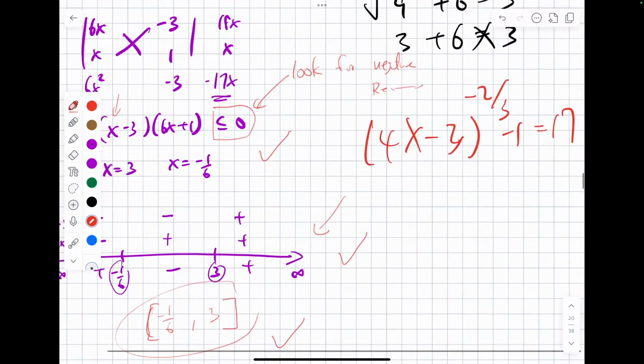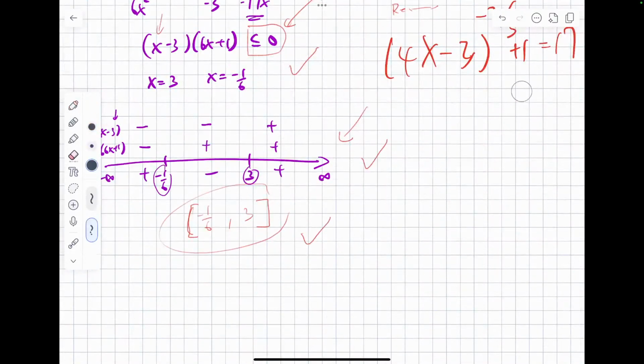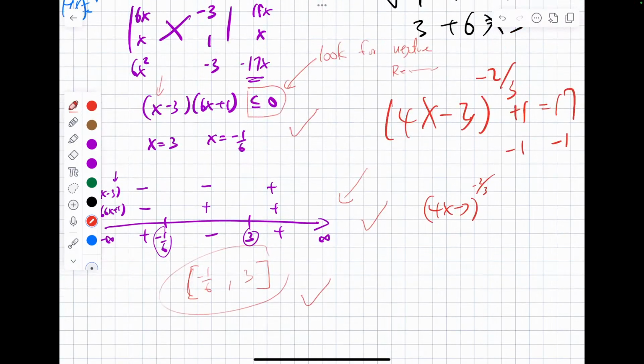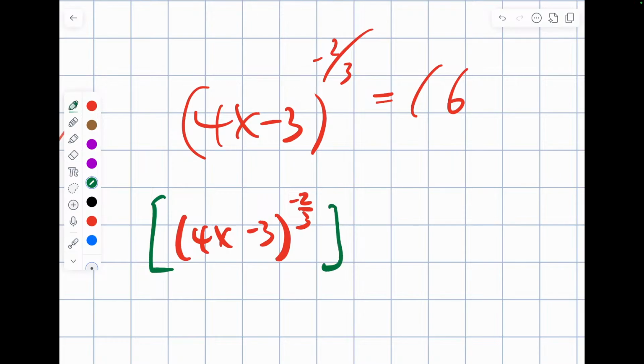Okay, so I'm going to add 1 on both sides. Wait, is that add 1 or subtract 1? Oh, subtract 1. My bad. This is subtract 1 on both sides. So before, (4x minus 3) to the -2/3 is equal to 16. Okay, so now I get to this point. What I'm going to do is take 4x minus 3 to the -2/3, put a bracket here, and get rid of this power.